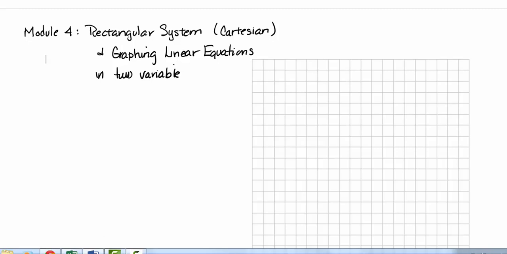So we're going to talk about first the rectangular coordinate system. And it's basically made up of two number lines. Think of it as two number lines that intersect at a point that we're going to call the origin.